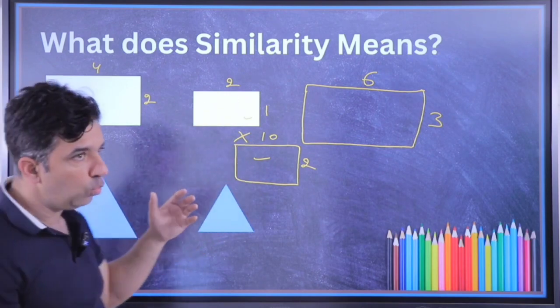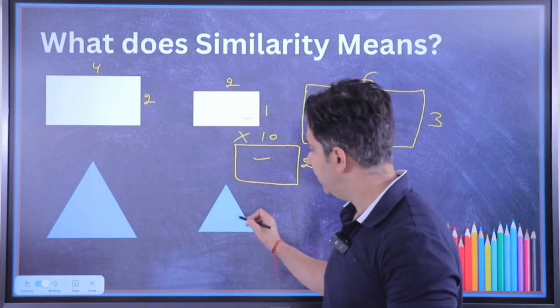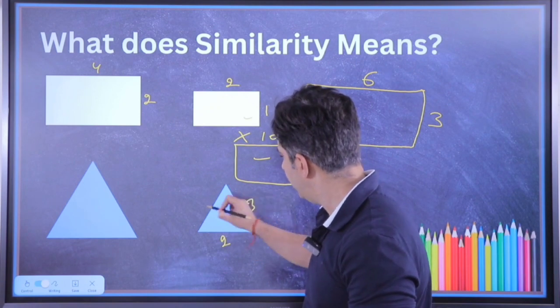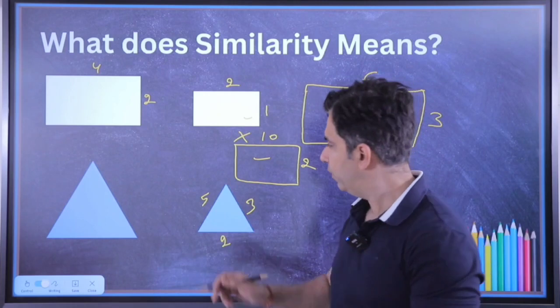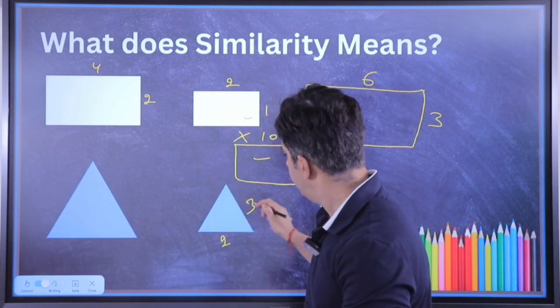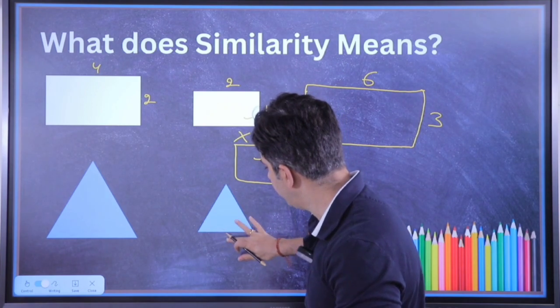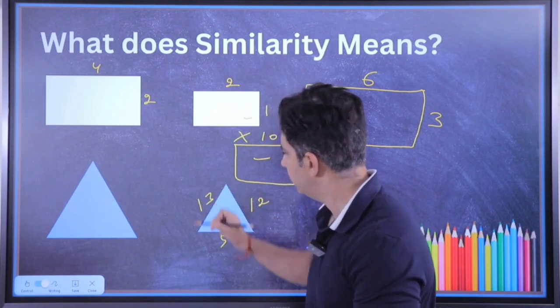So now coming to the example of triangles. Triangle is having three sides. Let's say these three sides are 2, 3, and let's say this side is 5. So if it wouldn't be 5, let's say, I'll take some other example. This side is, let's say 5, this is 12, and this is 13.